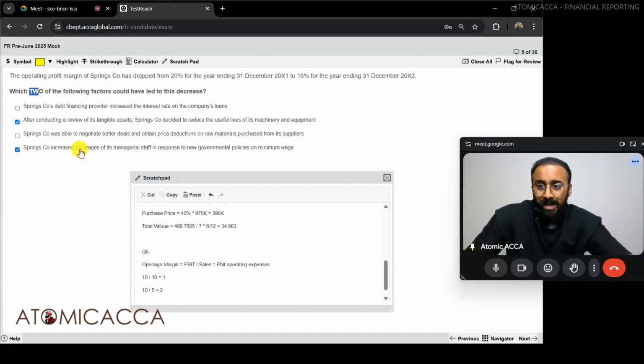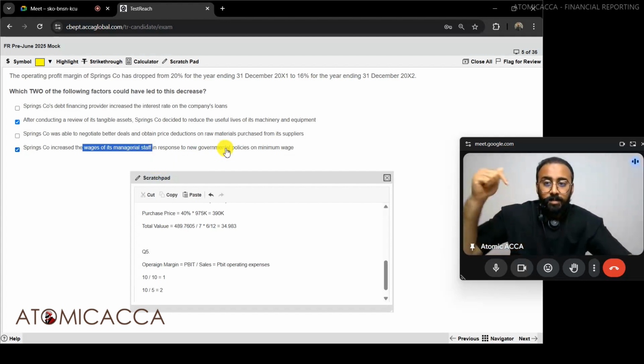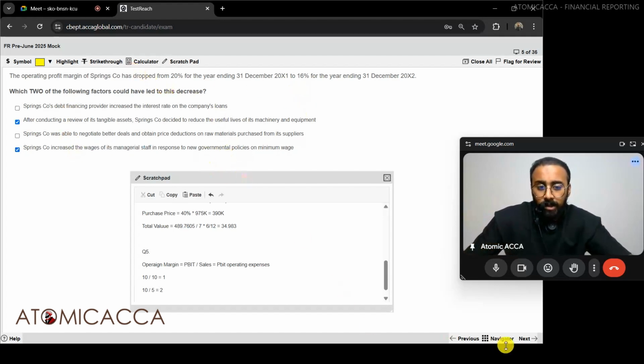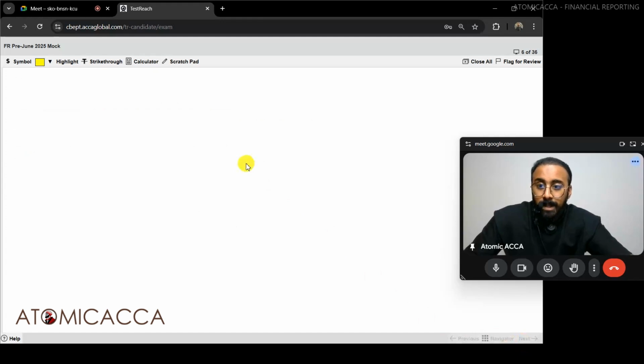But let's read this one. Springs company increased the wages of its managerial staff in response to new governmental policies on minimum wage. So salary is one among the operating expenses. Expense goes up, so PBIT goes down. So hence operating margin goes down. So we got our answers over here. Let's go to the next one.